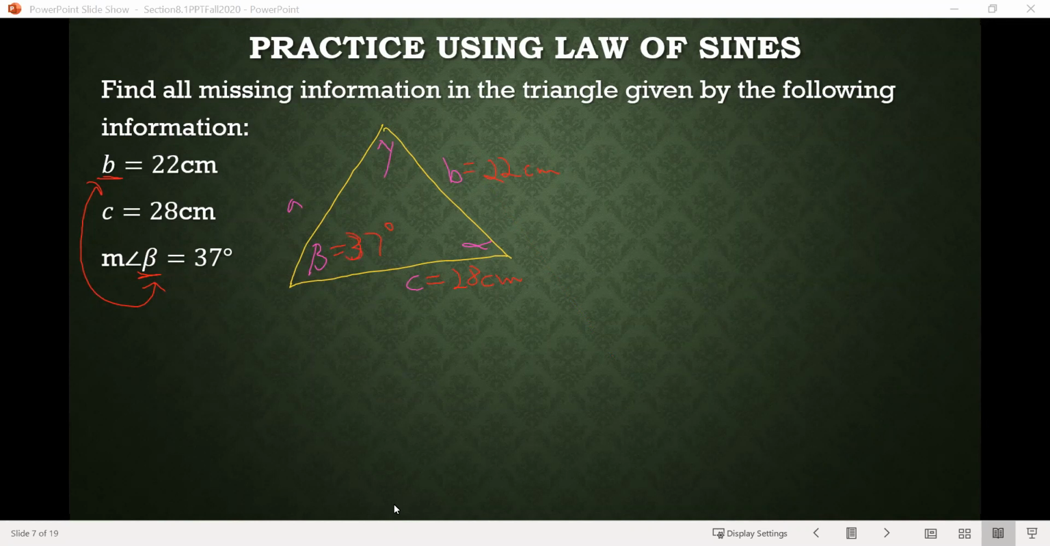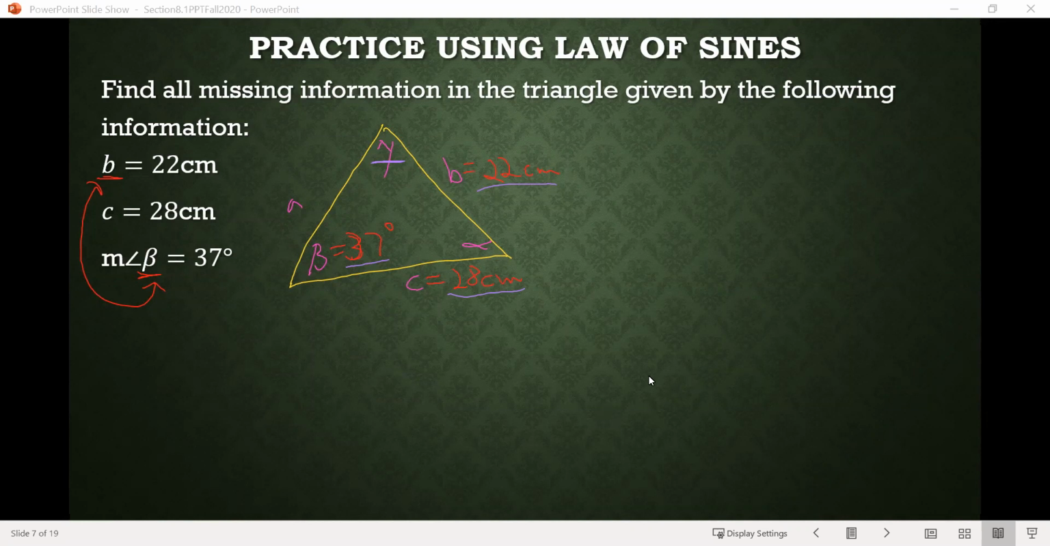Now we can go about solving for the missing information in this triangle. We'll start by, since we have the measure of angle beta and the length of side B, that's good. We know we can use the law of sines because we have an angle measure on the side opposite from it. We also have this side of length 28 centimeters, and we don't know the angle across from it, but we might be able to solve for it based on the information we're given.